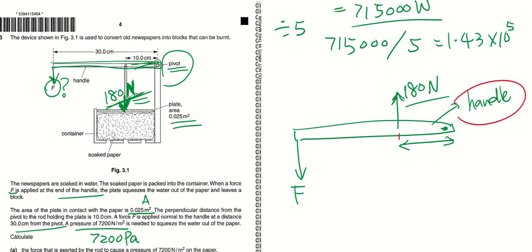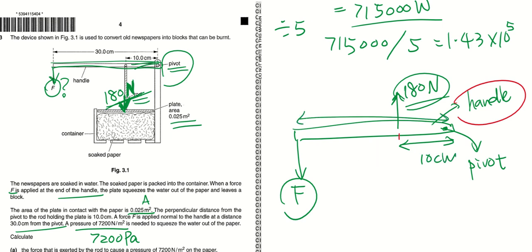Then we have our perpendicular distance, because this is a pivot. So pivot first step. Second step, there are two forces, F and 180 newtons. Then the perpendicular distance is given to you. This is actually 10 cm. This is actually 30 cm. So the 180 newton force will have a perpendicular distance of 10 cm to the pivot. The force F will have a 30 cm perpendicular distance.